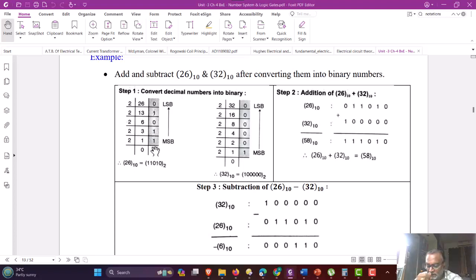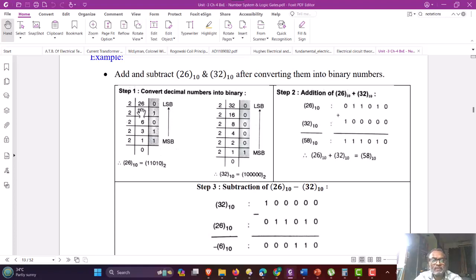Once the division process stops, the last remainder will be the MSB and the first remainder will be the LSB. So in short, we can say go on dividing the number by 2 and note down the remainders. When the process ends, write the number from bottom to top as MSB to LSB.